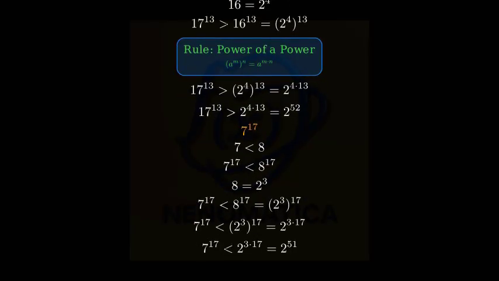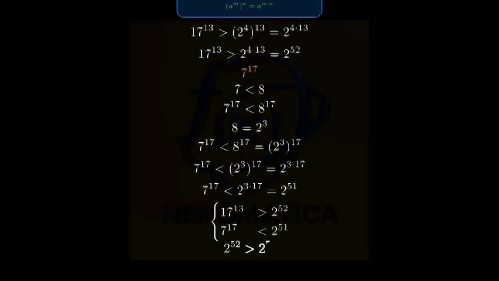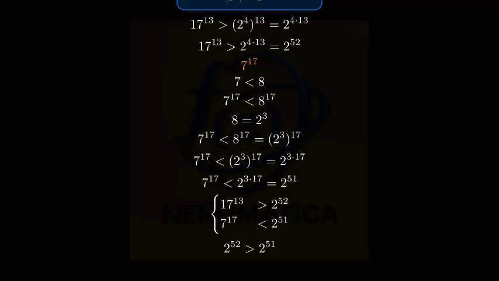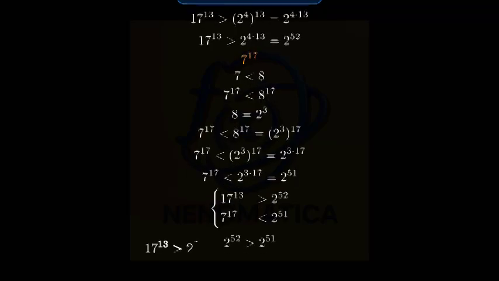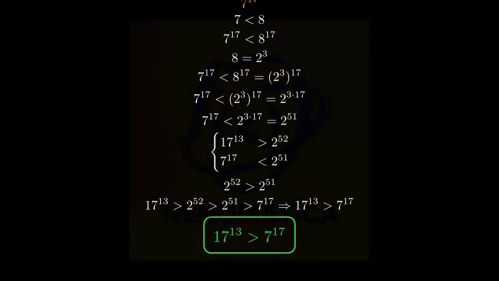Now we can directly compare our expressions in terms of powers of 2. We have 17 to the 13th power is greater than 2 to the 52nd power, and 7 to the 17th power is less than 2 to the 51st power. Since 2 to the power of 52 is greater than 2 to the power of 51, and the first expression is even greater than 2 to the 52nd power, while the second expression is less than 2 to the 51st power, we can confidently conclude that 17 to the 13th power is greater than 7 to the 17th power. Therefore, our answer is that 17 to the power of 13 is the larger expression.